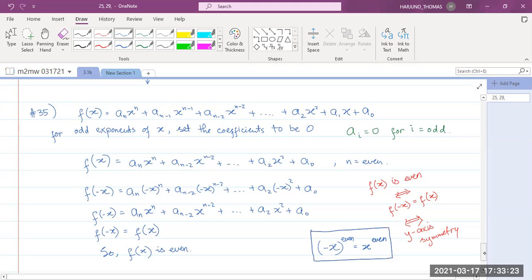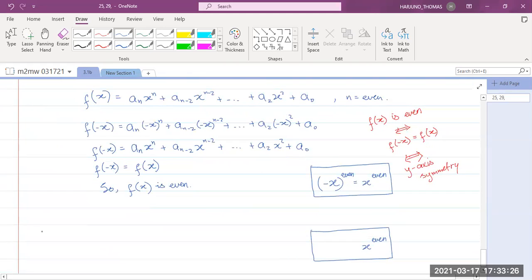Number 37. Number 37, if f(x) equals 3x cubed minus kx squared plus x minus 5k, find a number k such that the graph contains negative 1, 4.